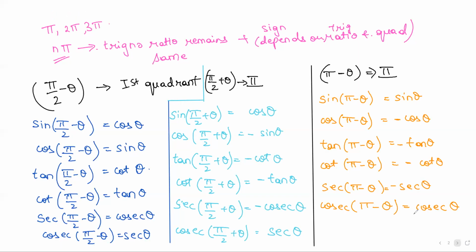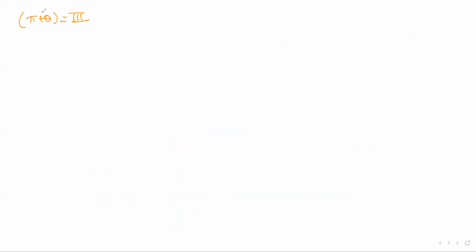Next, pi plus theta. This would be in the third quadrant. Sine of pi plus theta is equal to, sine remains as it is, and in the third quadrant sine is negative, so this is minus sine theta.